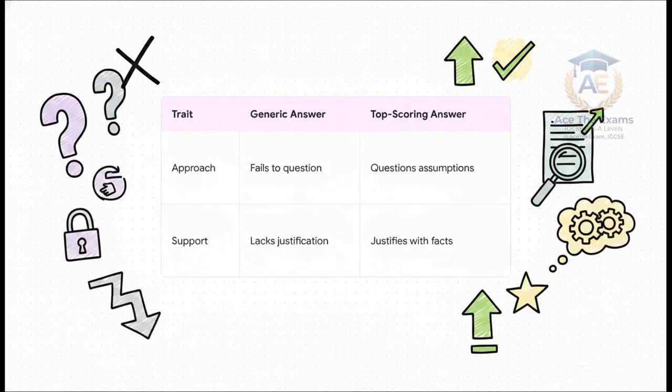Take a look at the comparison on screen. Comparing these two approaches reveals a massive difference in quality. A generic student answer simply fails to question the basic assumptions of the prompt. They just accept everything at face value. Meanwhile, a top-scoring evaluative answer justifies its decisions with solid, contextual facts. Top-scoring candidates actively evaluate the quality of the evidence by identifying limitations, questioning the assumptions made in the scenario, and even offering alternative interpretations. This level of critical analysis is exactly what elevates your grade from average to outstanding.